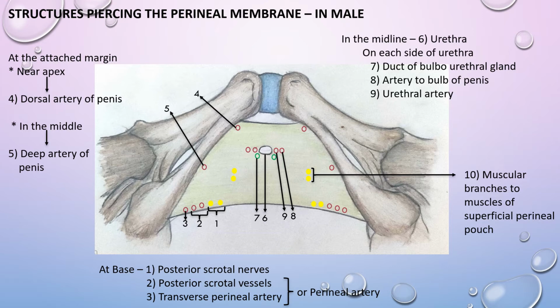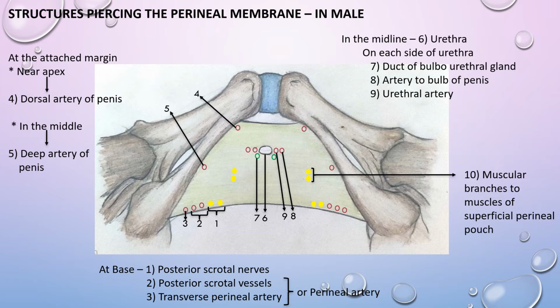Now, some of the structures piercing the perineal membrane in male, at the base, that is along the posterior margin: first is the posterior scrotal nerves. Second is the posterior scrotal vessels and transverse perineal artery. In some individuals, instead of the posterior scrotal vessels and transverse perineal artery, the perineal artery itself pierces the perineal membrane.